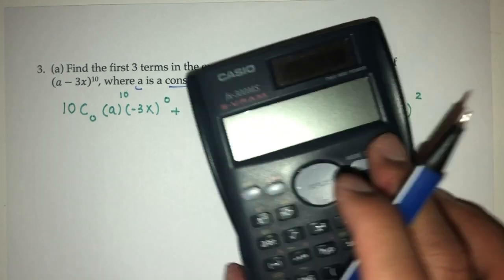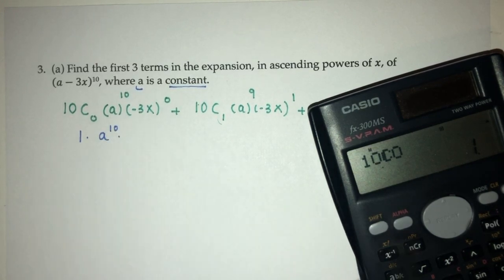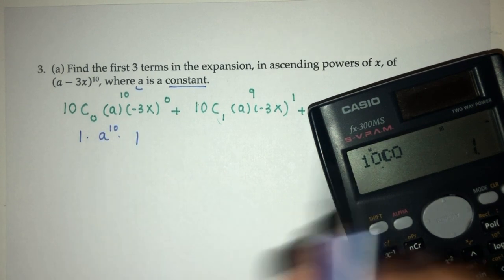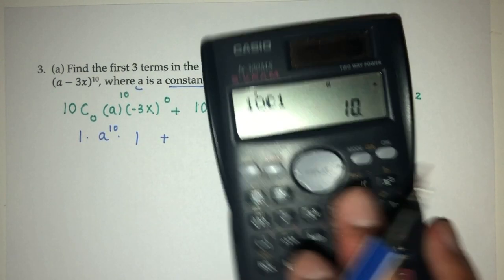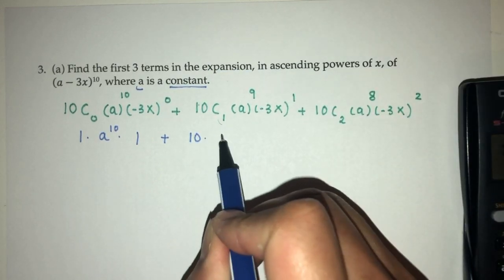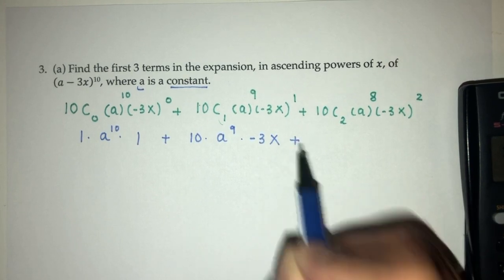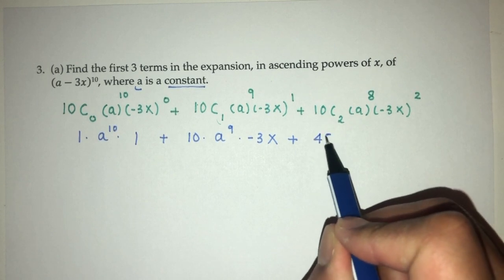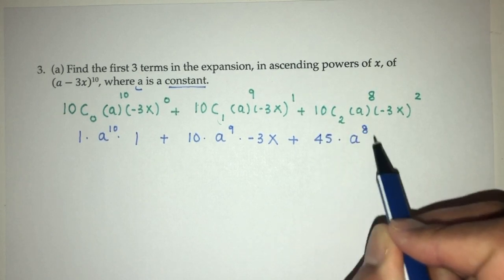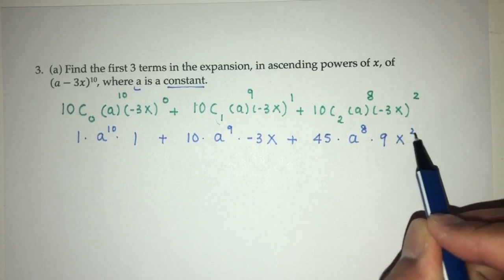Now simplify one by one. 10 choose 0 is 1. A to the power 10 is a to the power 10. Anything to the power 0 is just 1. Okay, continue. 10 choose 1 will be 10. A to the power 9 is a to the power 9, and this will become minus 3x. Now 10 choose 2 has to be 45. A to the power 8 will be a to the power 8, and minus 3 squared should be 9x squared.